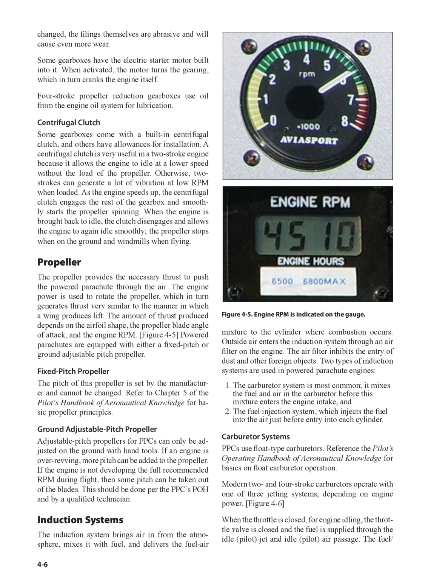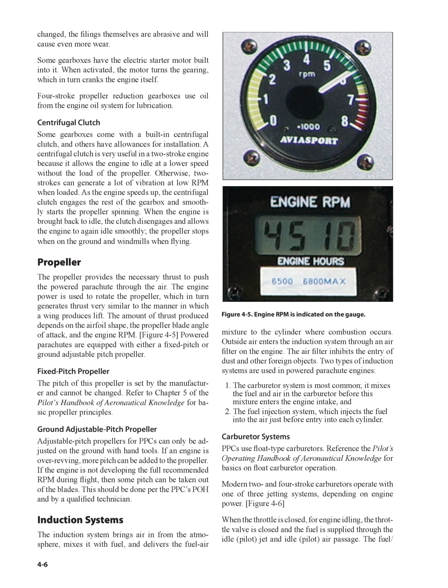Centrifugal clutch. Some gearboxes come with a built-in centrifugal clutch, and others have allowances for installation. A centrifugal clutch is very useful in a 2-stroke engine because it allows the engine to idle at a lower speed without the load of the propeller. Otherwise, 2-strokes can generate a lot of vibration at low RPM when loaded. As the engine speeds up, the centrifugal clutch engages the rest of the gearbox and smoothly starts the propeller spinning. When the engine is brought back to idle, the clutch disengages and allows the engine to again idle smoothly. The propeller stops when on the ground and windmills when flying.